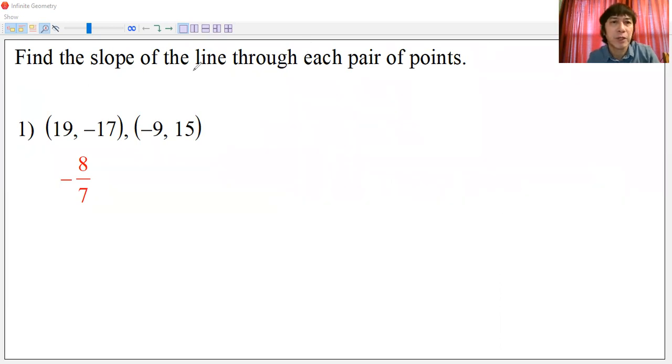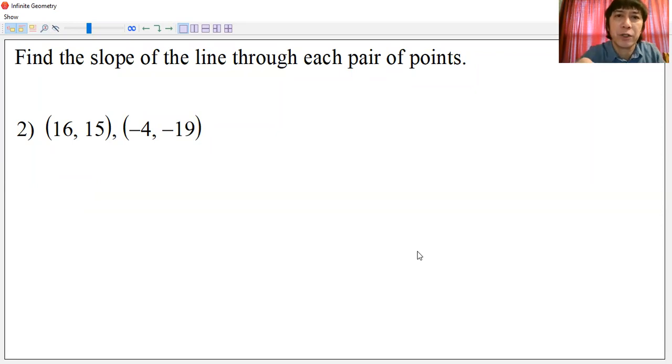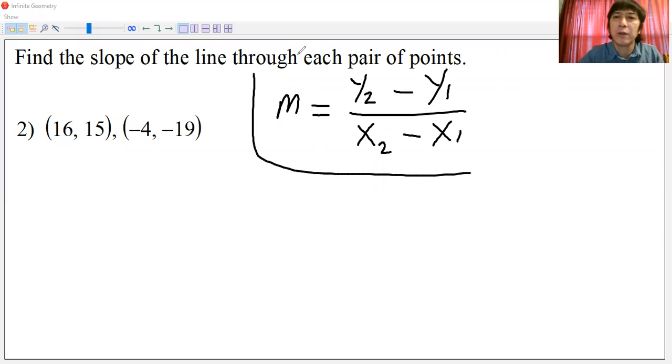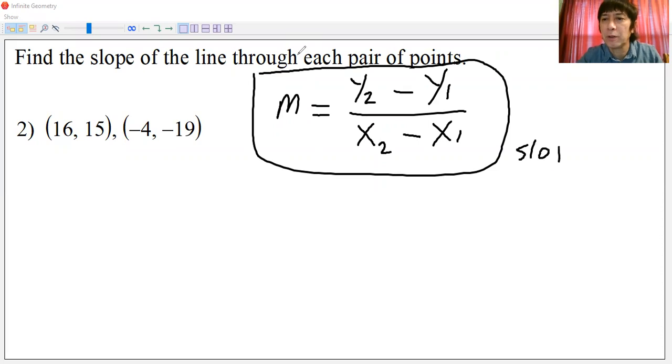All right, let's have our second number. All right, let's have number 2. The same instruction, find the slope of the line through each pair of points. Okay, so first thing we do is define our formula. The slope m is equal to y2 minus y1 divided by x2 minus x1. All right, so just memorize this formula. This is the formula for getting the slope of a line. There.